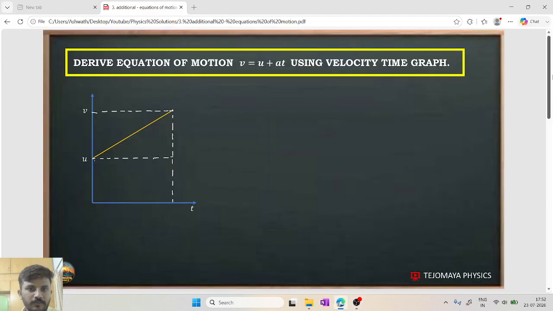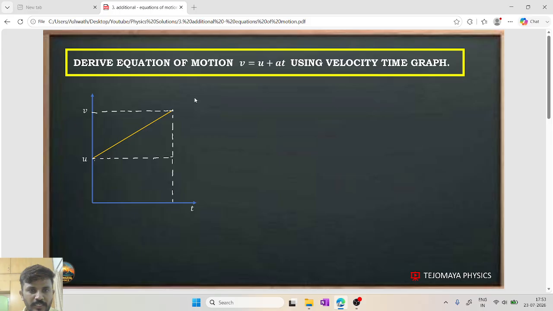In this video, I'm going to derive three equations of motion from kinematics. They are v = u + at, then v² = u² + 2as, and x = ut + ½at². For that, I'm going to make use of this velocity versus time graph. I have taken velocity along the y-axis and time along the x-axis.